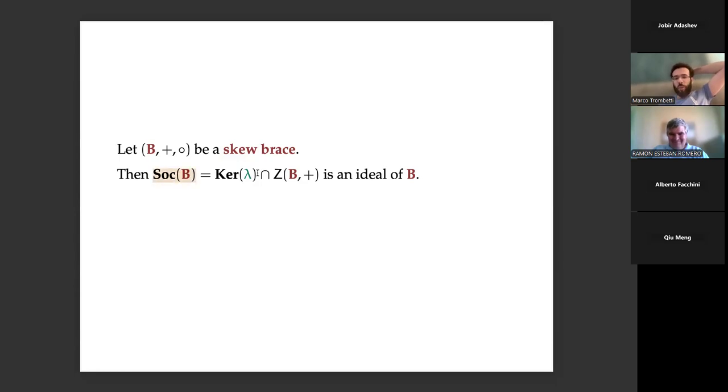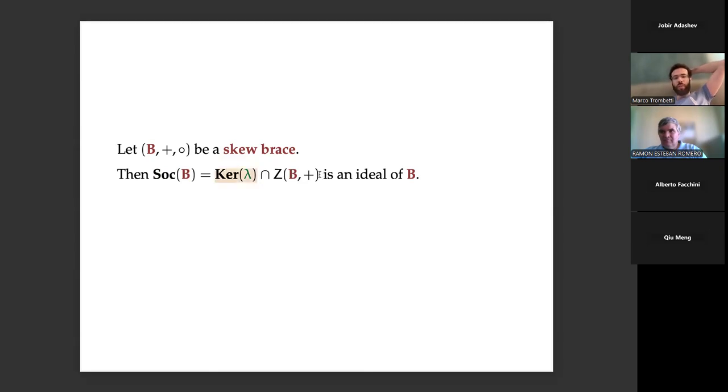And the socle is just the intersection of the kernel of the lambda function. Remember that lambda was a function from the multiplicative group of B into the automorphism group of the additive group of B.